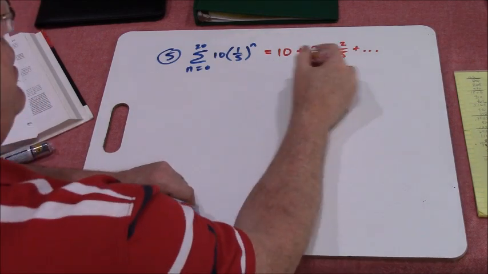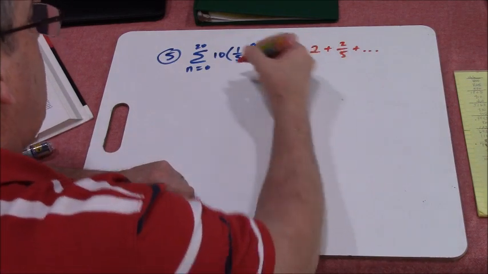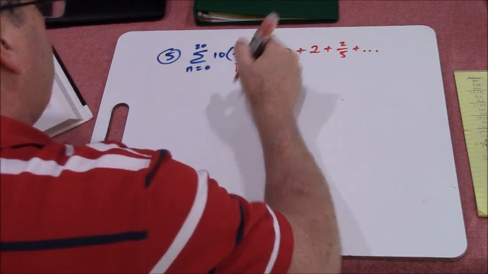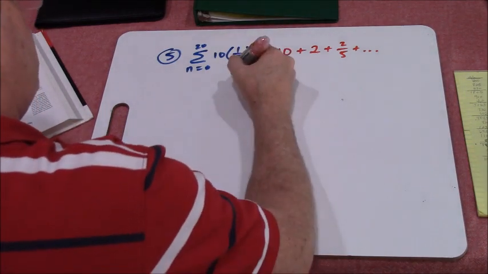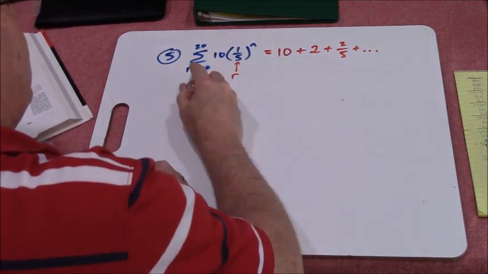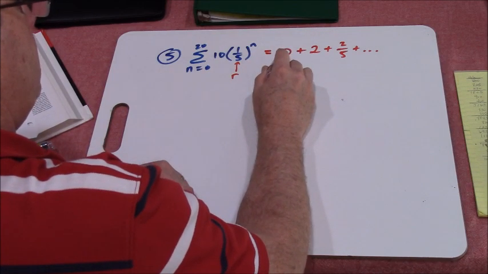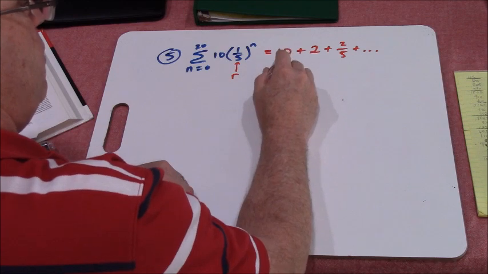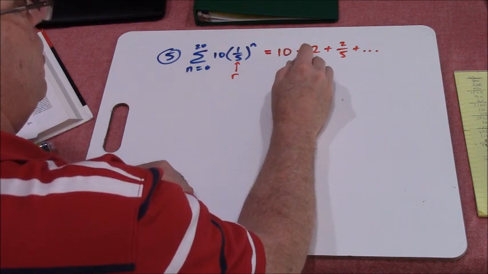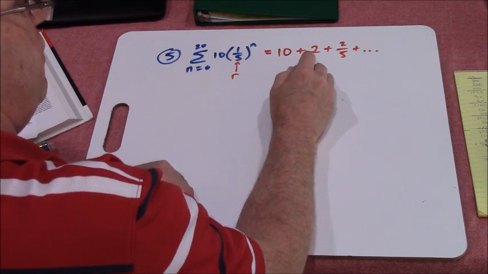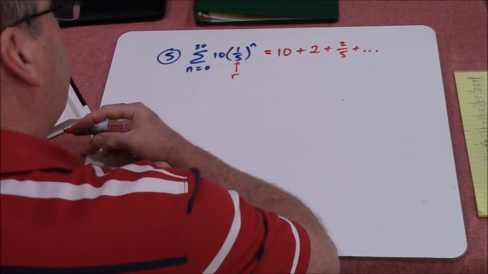And I don't even really think I had to do this. I could already see right here that this is what I'm multiplying by. This is my R value. I kind of need to know what I start with. So when I plug in a 0, I got 10. 10 times 1/5, that would be 10 over 5, which is 2. 2 times 1/5, that would be 2 over 5, which is what we have there.